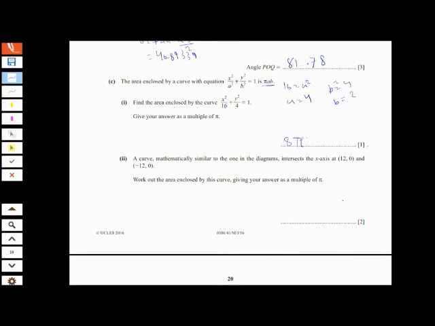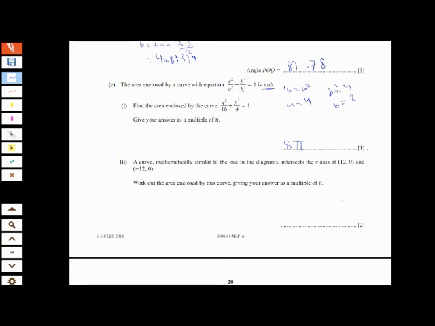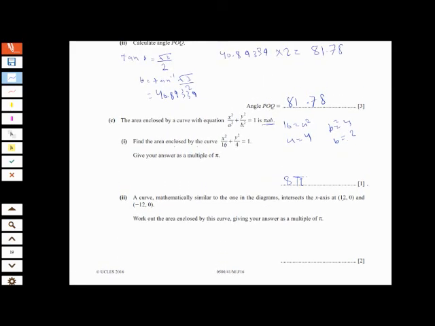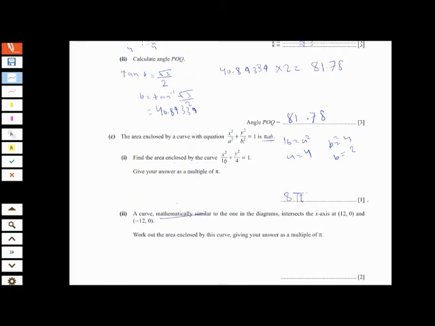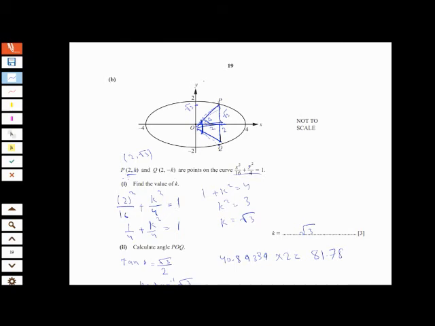And now the last question. A curve mathematically similar to the one in the diagram intersects the x-axis at (12, 0) and (-12, 0). Work out the area enclosed by this curve, giving your answer as a multiple of pi. Alright. Okay, this seems a bit tricky.